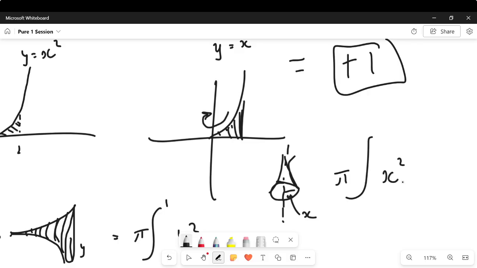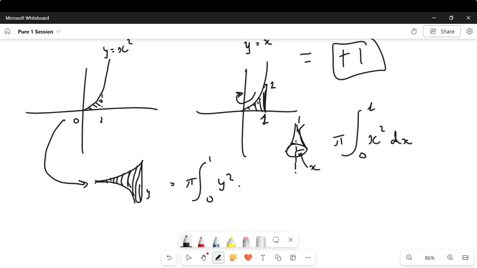Now your limits would have to change. They would have to be the y coordinates. This is 1, and this point over here is also 1 because it's just y is equal to x square. So even in this case, it's from 0 to 1, and you just evaluate this. This would be with respect to dx, and this would be with respect to dy. This is for simpler cases when you're just revolving it around the x or y axis.